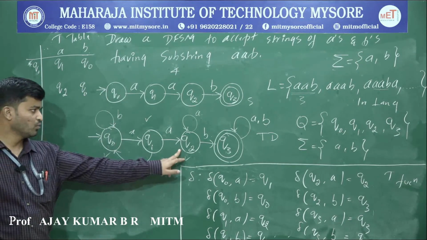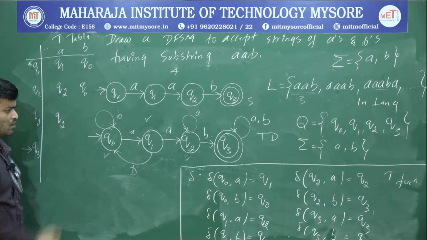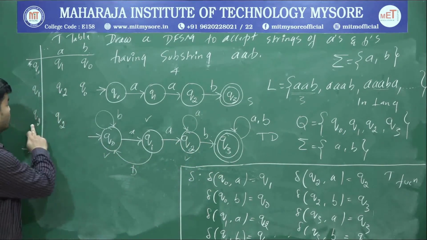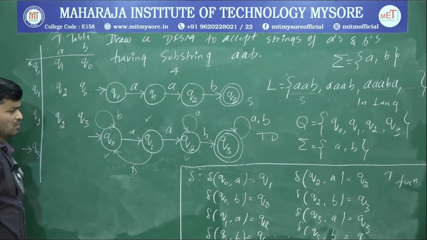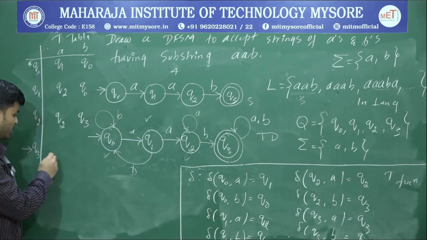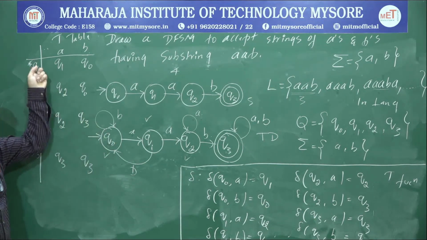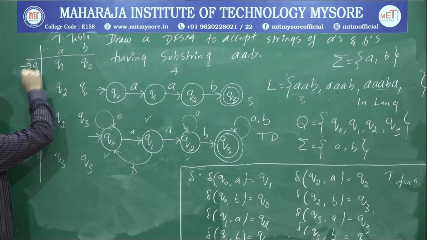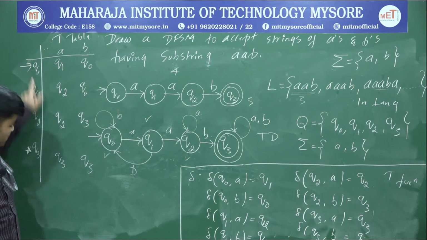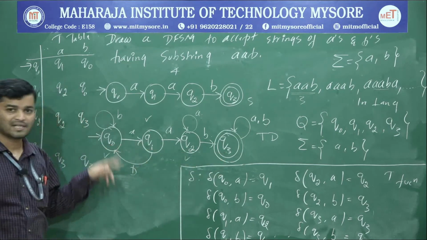Next go with Q2. Q2 upon A is Q2. Q2 upon B is Q3. So finally Q3. Q3 upon A as well as B is again Q3. So indicate the start state with an arrow and the final state with a star. So this is the final state, this is the start state.